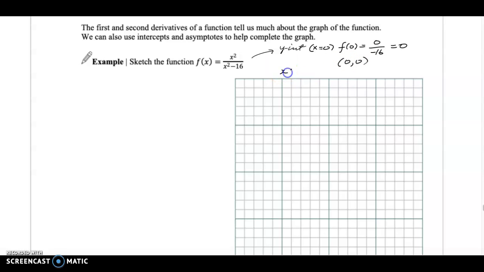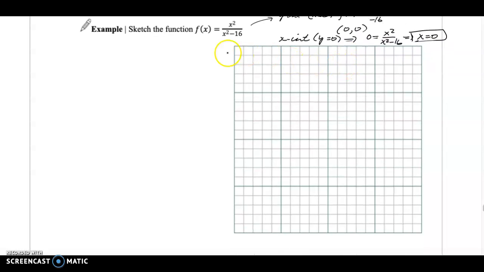And then the x-intercept is when y is equal to 0. Well, watch what happens. If y is equal to 0, you have 0 equals x squared all over x squared minus 16. That implies x is equal to 0, because you just solve for x. So again, you're going to get 0, 0. So you know something's happening here already. So what can we do?